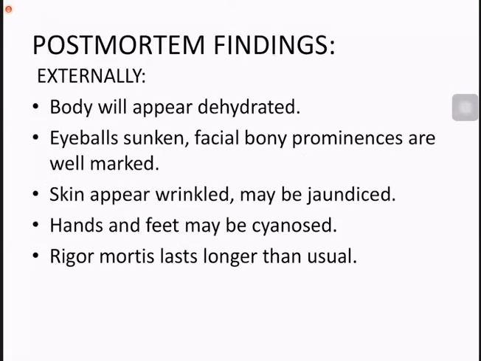All right. So if someone dies with arsenic poisoning, what would be the postmortem findings? The most important one would be signs externally. It would be signs of dehydration. All right. The patient had suffered from extensive diarrhea, vomiting. Obviously, he would show signs of dehydration, which are sunken eyeballs, prominent bony prominences, skin would appear wrinkled. If there's liver damage, it may also show signs of jaundice. Hands and feet might be cyanosed. Rigor mortis would last longer.